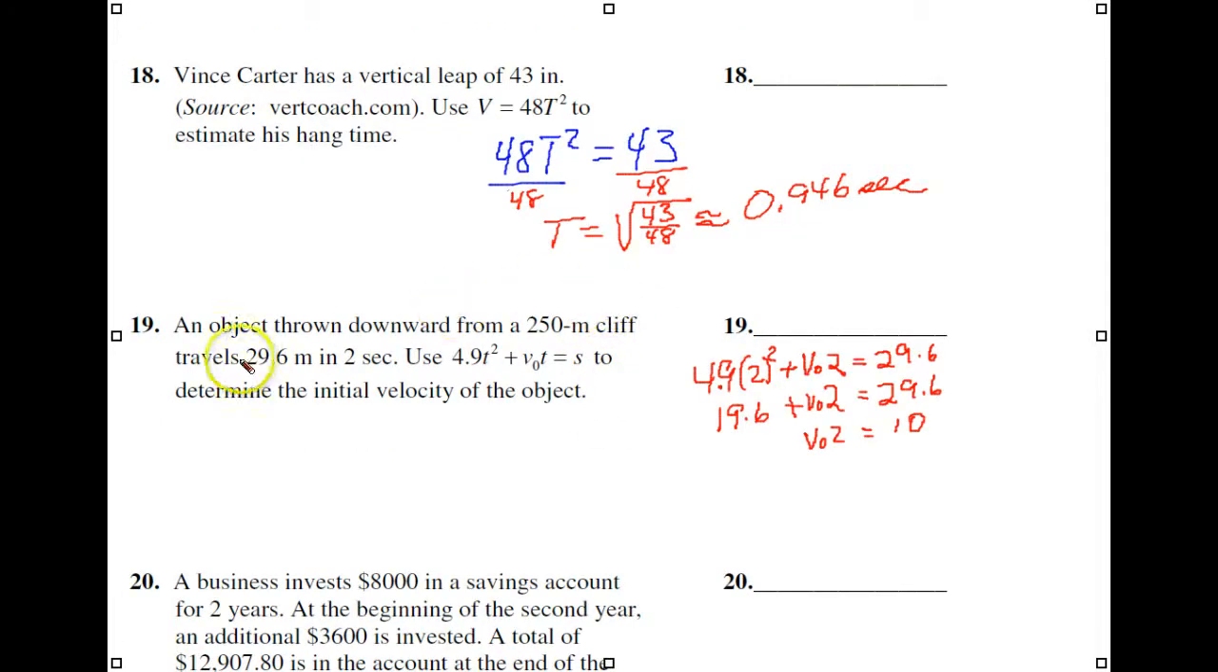Okay, going on to number 19. Now, there's a cliff that's this high, but we want to know what was our initial velocity if they traveled down this cliff this many meters. So our S is actually 29.6. We know it's 2 seconds there, 2 seconds there. This becomes 4 times this is that. Subtract that from both sides. Now we're going to divide both sides by 2. And we get the initial velocity then was 5 meters per second. Okay.